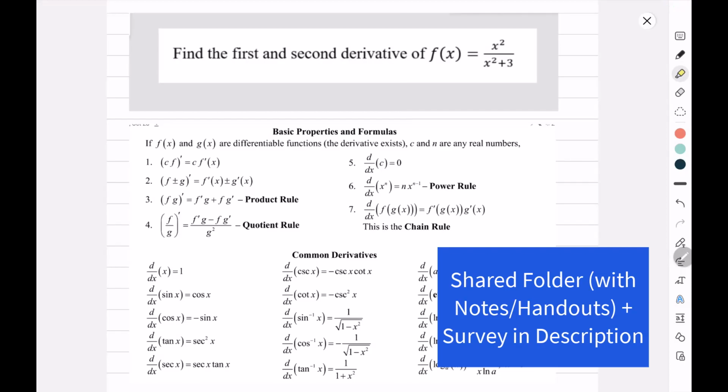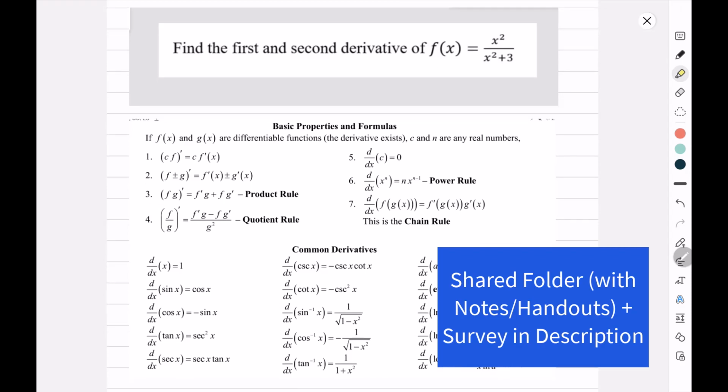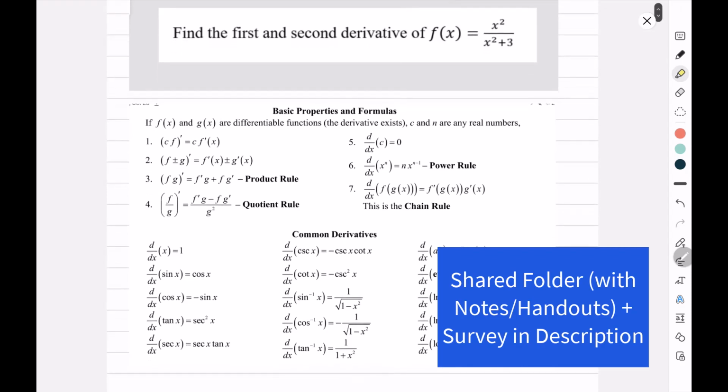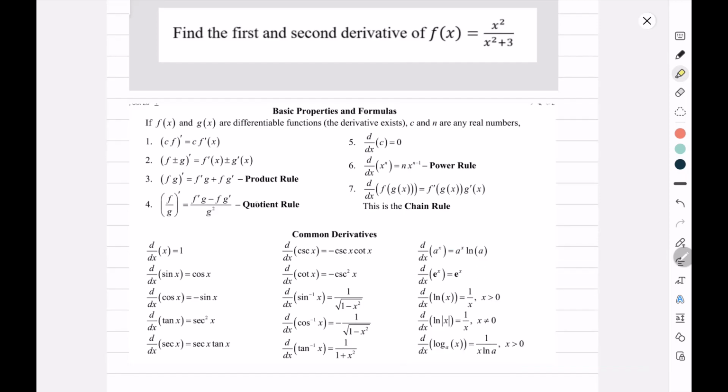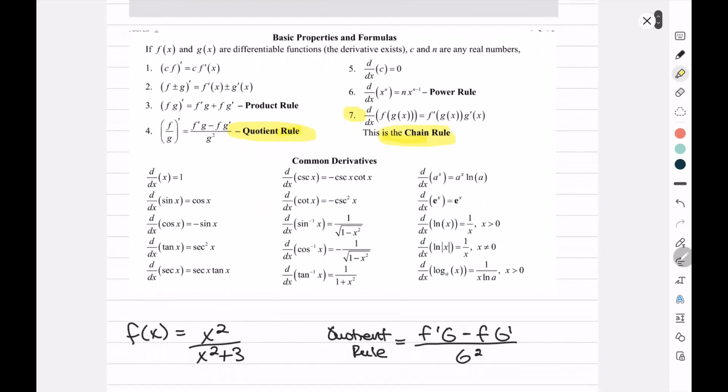Hello, so in this video we're going to look at trying to take the first and second derivative of f of x. We know we're given some of these derivative properties, and we know we're going to be using our quotient rule in the first derivative, and in the second derivative we're going to be using the chain rule. So let's look at taking the first derivative.